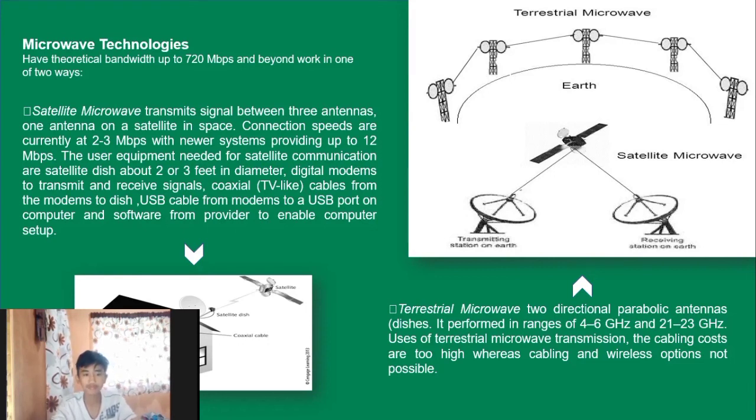The user equipment needed for satellite communication: a satellite dish about 2 or 3 feet in diameter. Digital modems to transmit and receive signals. Coaxial-like cable from the modem to the dish. USB cable from the modem to the USB port on the computer. Software from the provider to enable setup.